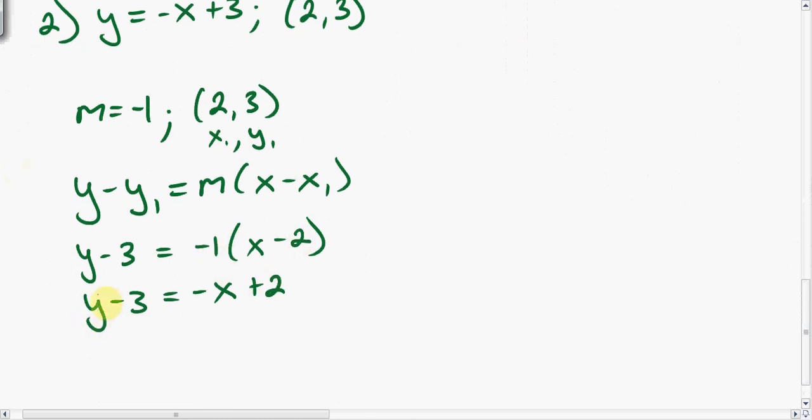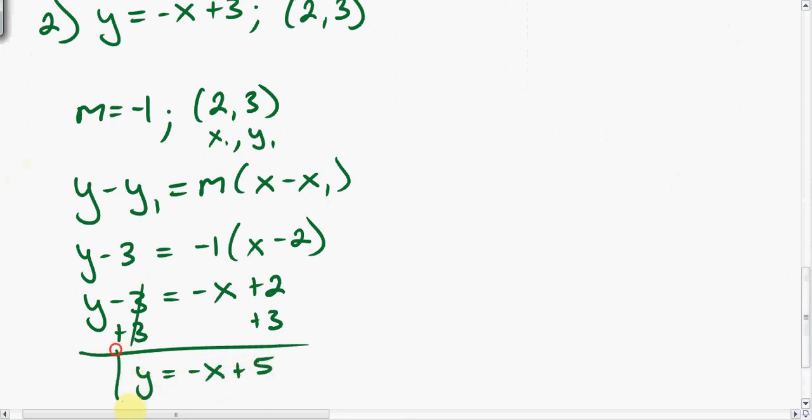And then lastly, isolate the y, so I'm going to move over the 3. So I'm going to add 3 to both sides. And I get y equals -x plus 5. And that's the equation of my line that has a slope of -1 and passes through the point 2 comma 3.